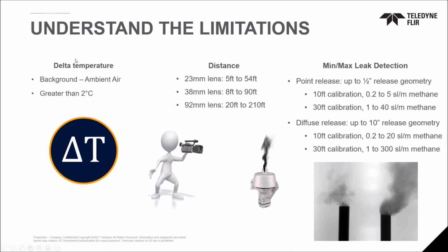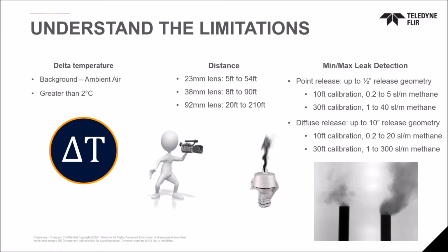Understanding the limitations, again, we've talked about delta T, it needs to be 2 degrees. The distance that we would need to use this is somewhat dependent on which lens you have. If you have a standard lens on your camera, you would be able to use this from 5 to 54 feet. I apologize, I don't have this in meters. But if you have the 6-degree lens, the 92mm lens, you can use this algorithm and technology up to 210 feet away. So you can use the QL320 with the full array of lenses.